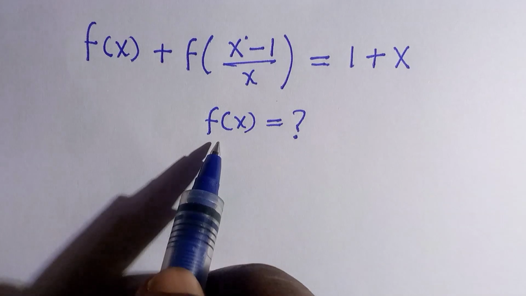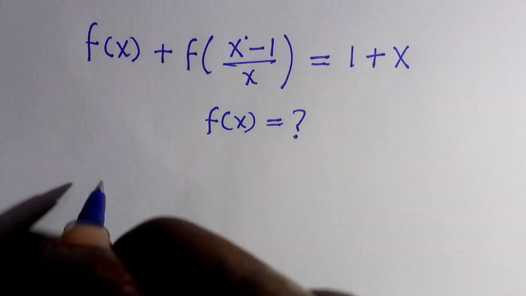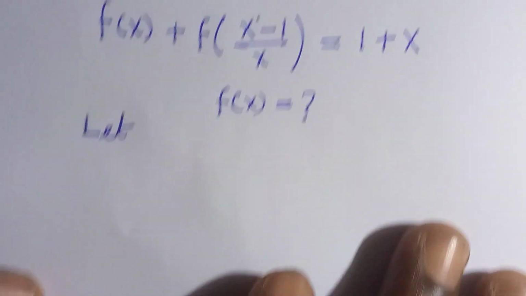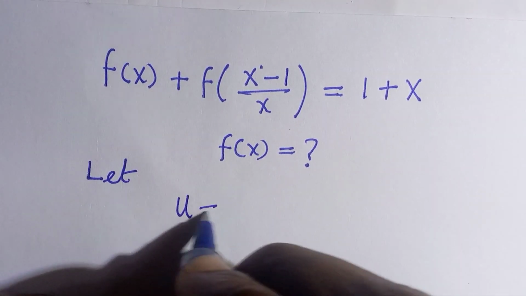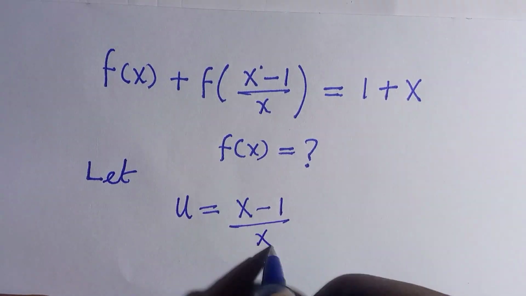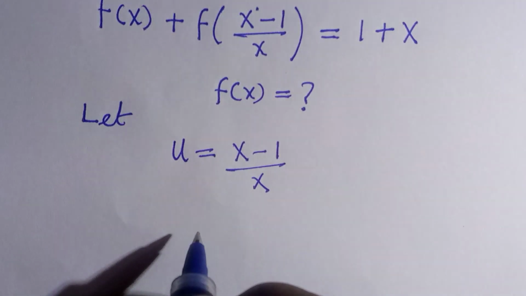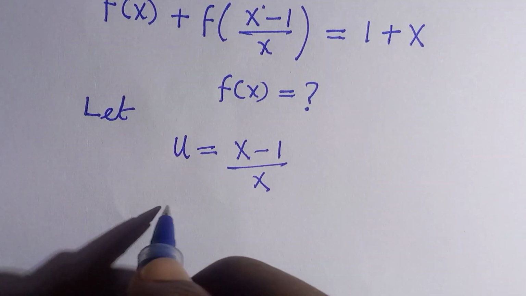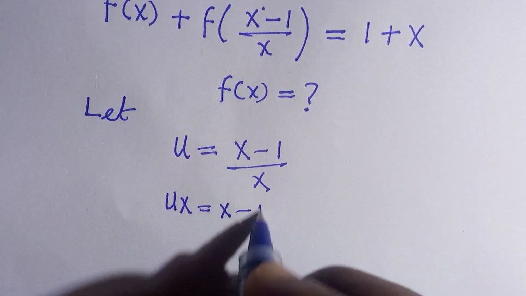The question says find f of x in the functional equation above. We start by letting u equals x minus 1 divided by x, and by cross multiplying to make x the subject of the formula, we have ux equals x minus 1.